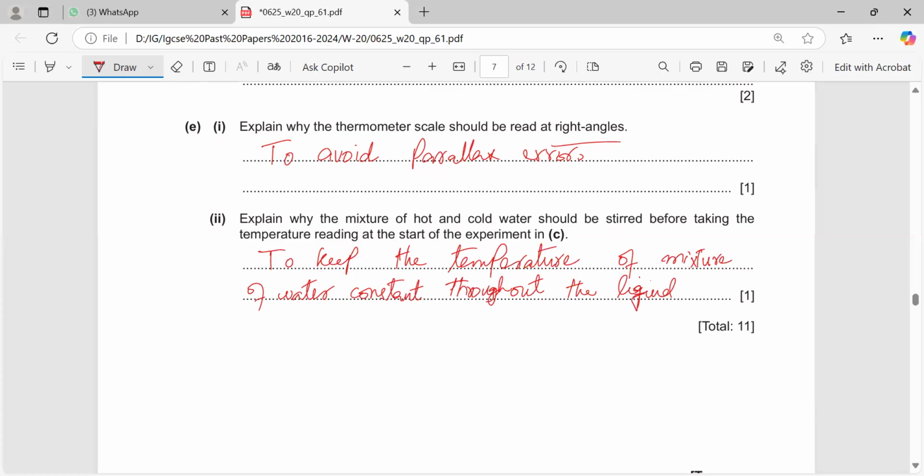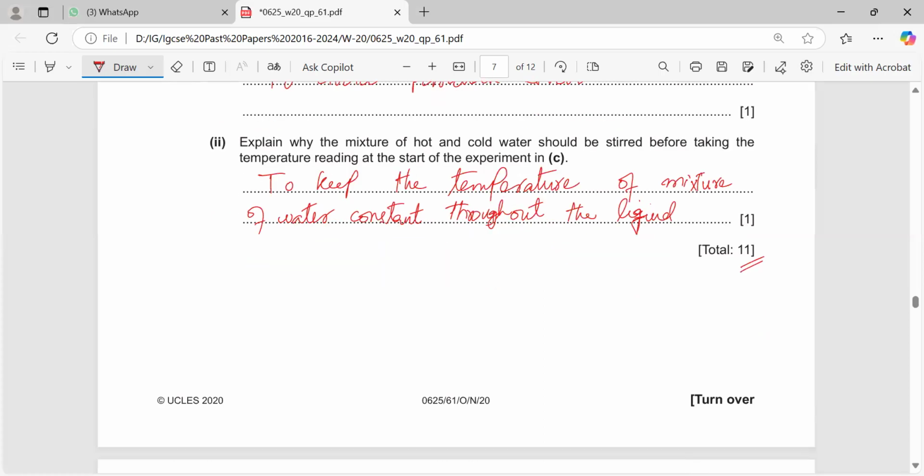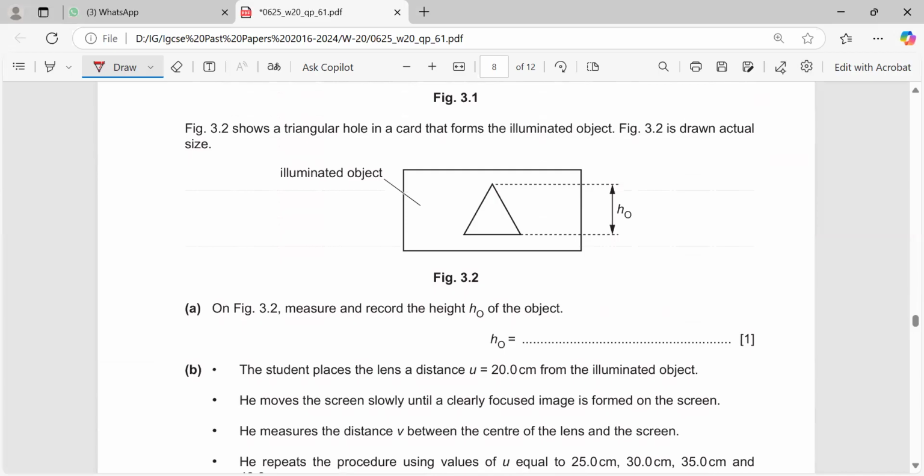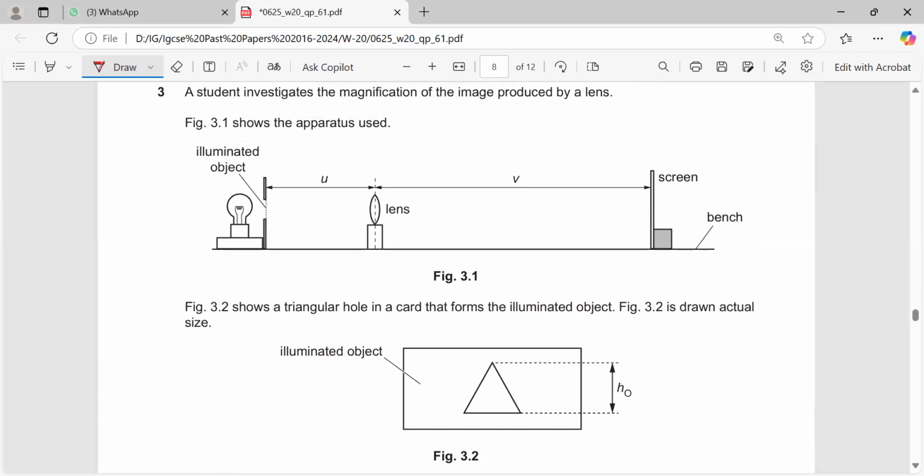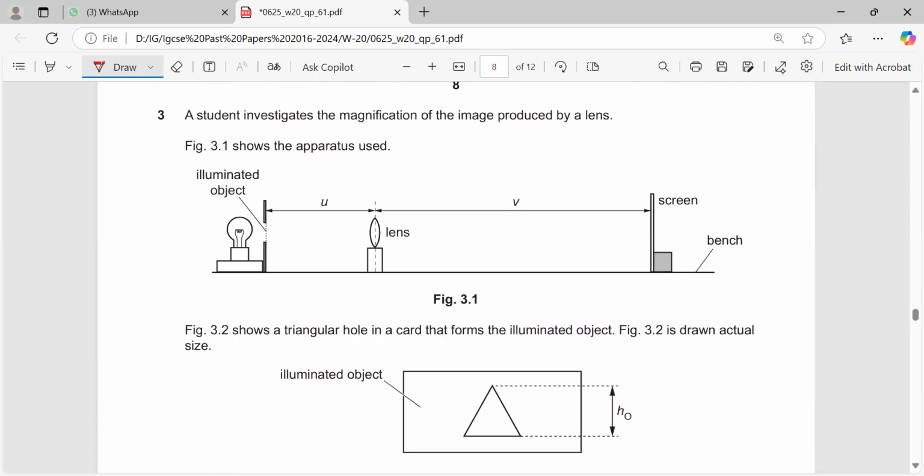Okay, my dear friends, I'm sure this will be clear. Let's move forward to the next part now. Yes, that is about the lenses now. And this is the question of lenses with a graph.